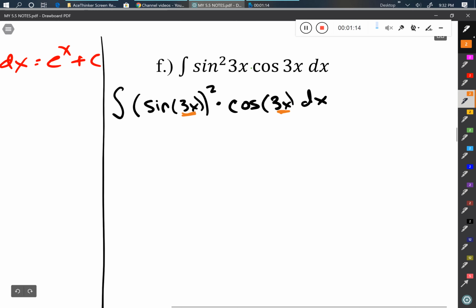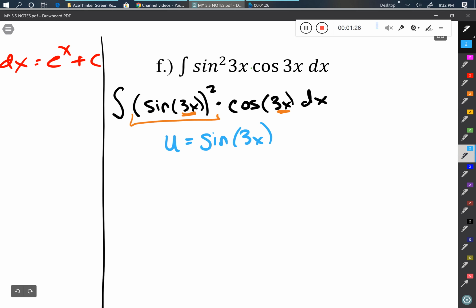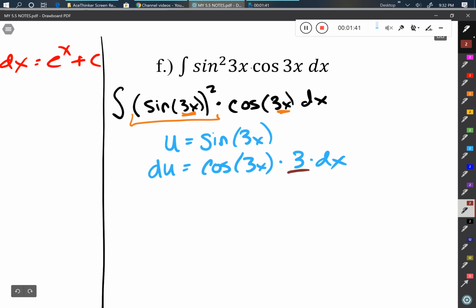So you want to be careful, and you always want to start from the outside and work in. Here, this entire term is the largest composite that I'm seeing. So I'm going to say that u is equal to that large composite term. U is the sine of 3x, and then the differential du is going to be the cosine of 3x times 3 times dx. Now, if you're wondering, hey, where did that 3 come from? Chain rule. Don't forget the chain rule when you're taking your derivative.